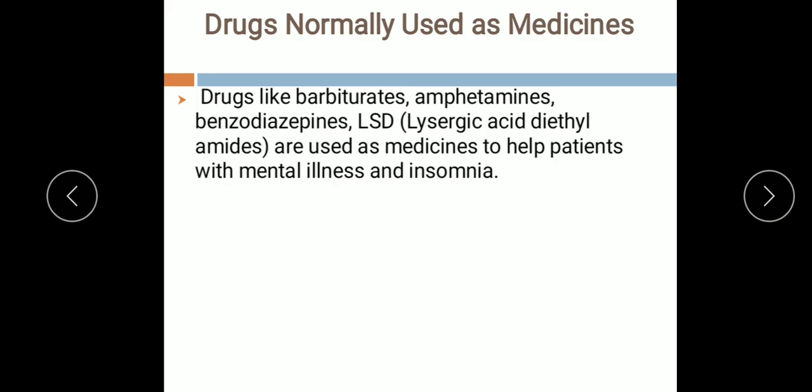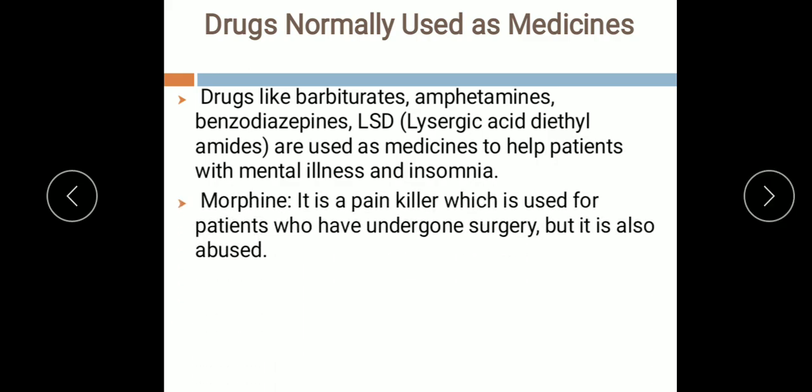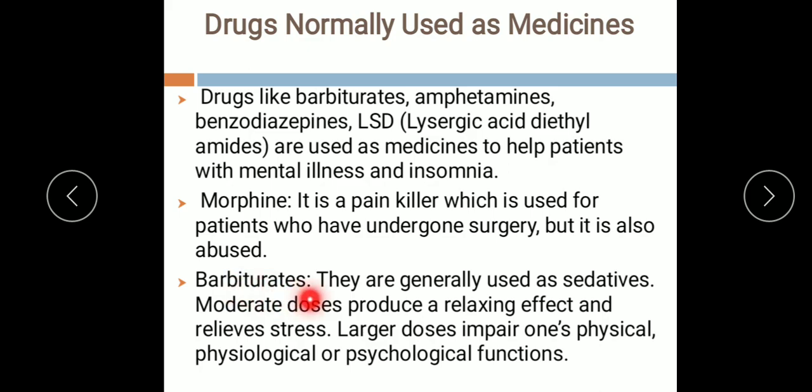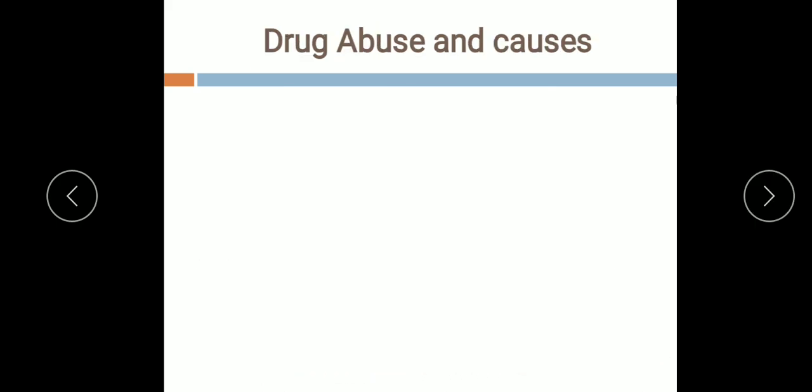Now the drugs which are normally used as medicines are barbiturates, amphetamines, benzodiazepines, and LSD, lysergic acid diethylamide. They are used as medicines to help patients with mental illness and insomnia. Morphine is a painkiller used for patients who have undergone surgery, but it is also abused. Barbiturates are generally used as sedatives. Moderate doses produce a relaxing effect and relieve stress. Larger doses impair one's physical, physiological or psychological functions.